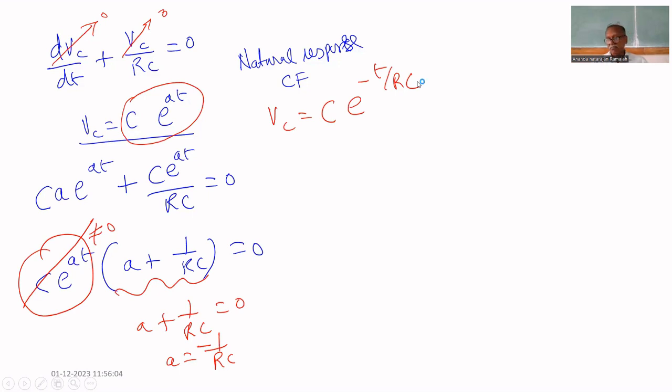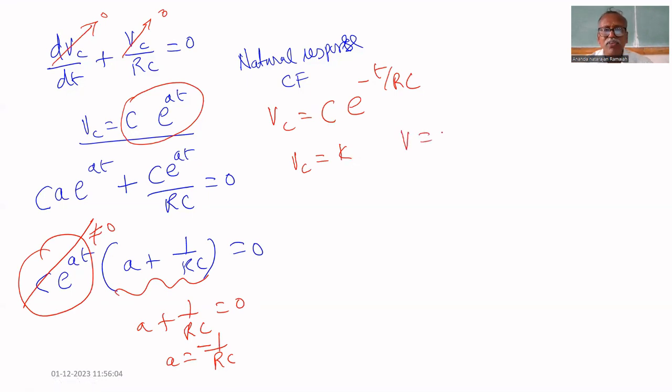Complementary function I found. Now I have to go for the particular integral. What is the particular integral? We have to assume some solution. Let us assume that the particular integral, that is Vc, equal to K. I am assuming that this is the solution.